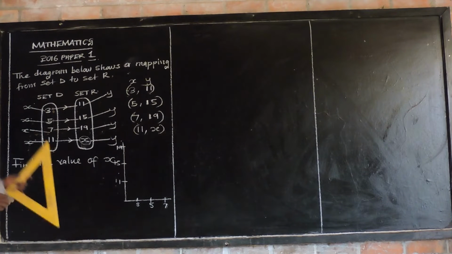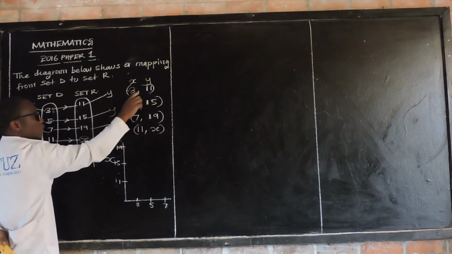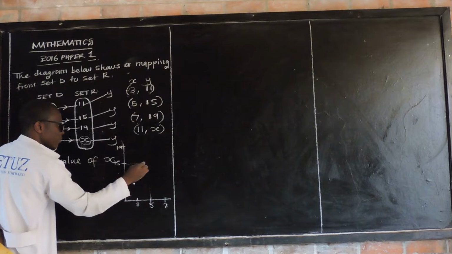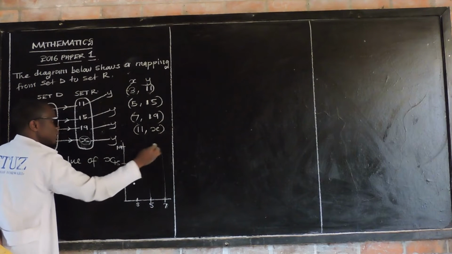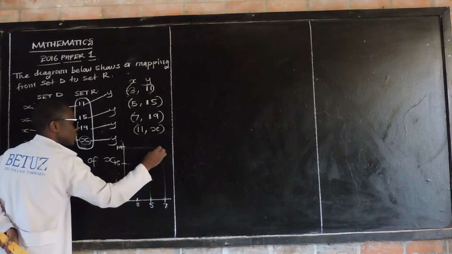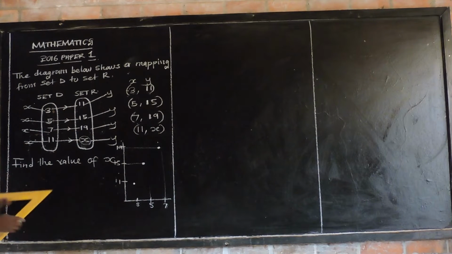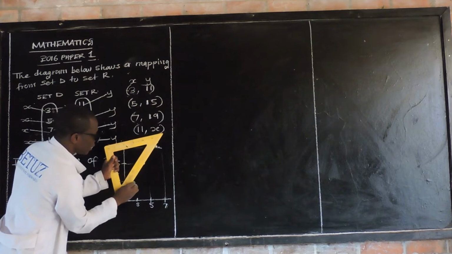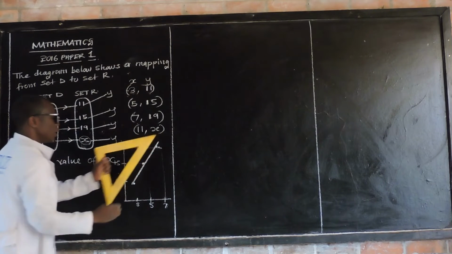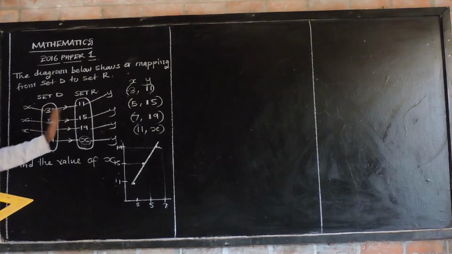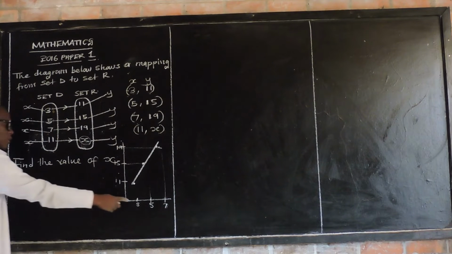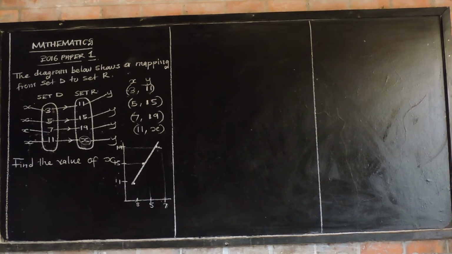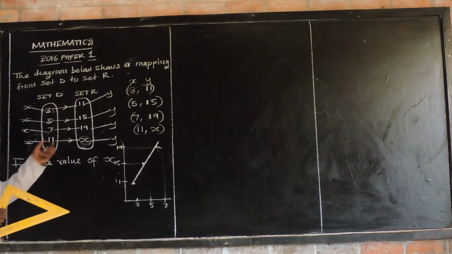So if we had to plot this, the first one is 3, 11, somewhere here. Then you have got 5, 15 somewhere here. Then you have got 7, 19. So when we join these points, we're going to come up with a straight line. These coordinates are forming a straight line. This is our 3, 11, 5, 15, and 7, 19.